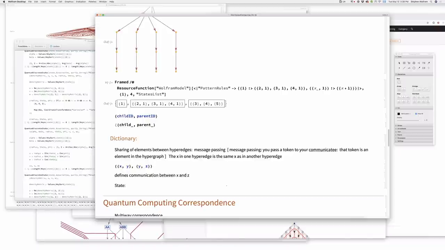So if X and Z are sort of persistent elements, this is establishing the fact that this piece of hypergraph exists, essentially allowing events that knit together X and Z. Can I interject something? Message passing is just branchial causal edges, branch-like causal edges.